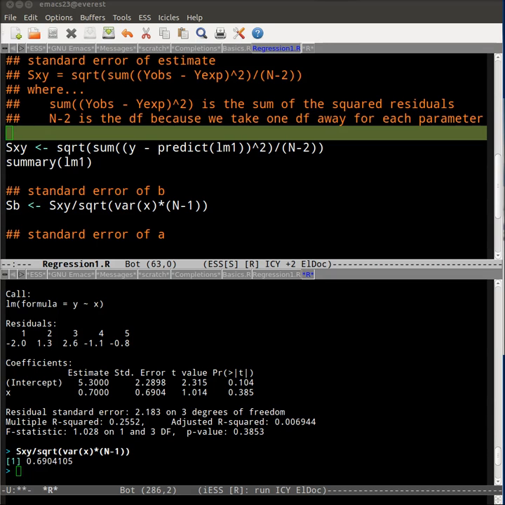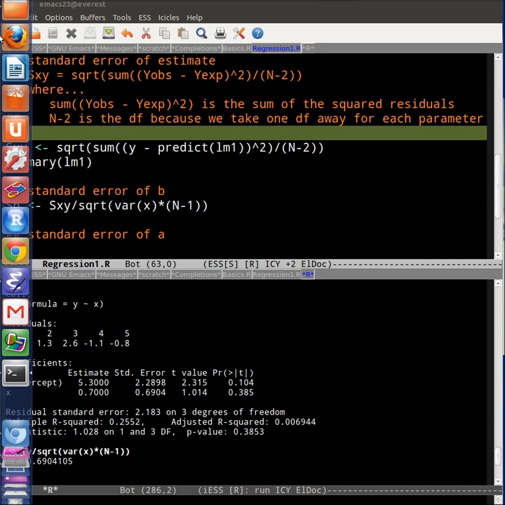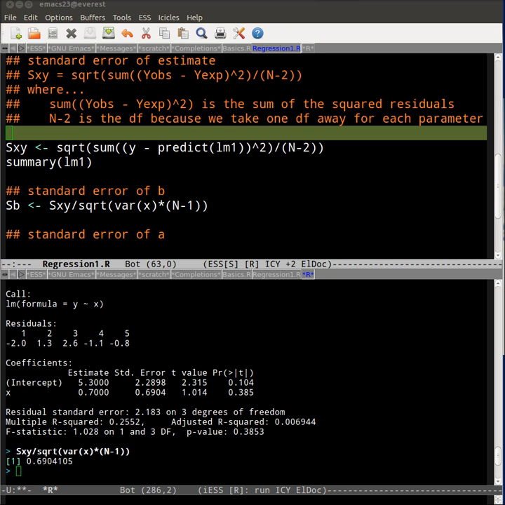Okay, so we're back now to discuss the standard error of estimate.